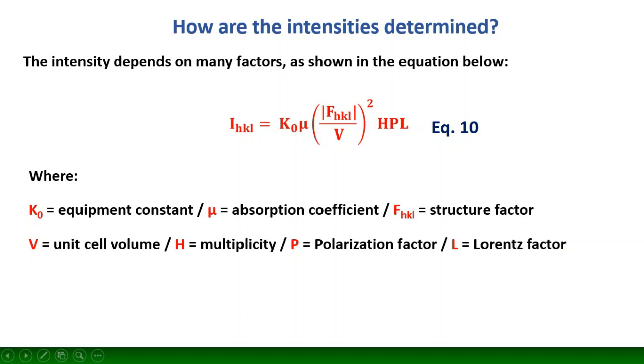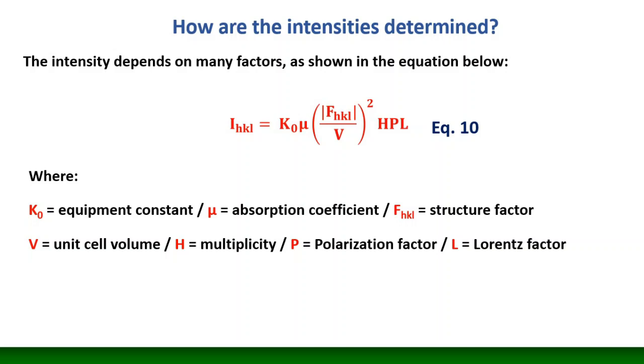Then there is an absorption coefficient. Then there's the structure factor, which is probably the only parameter from this equation that we are going to explore further. And the unit cell volume that we saw before. Then you have some other factors: the multiplicity, which we talked about very briefly, the polarization factor, and the Lorentz factor. There are many things related to that, and they're very complex, so we're probably not going to comment on this.